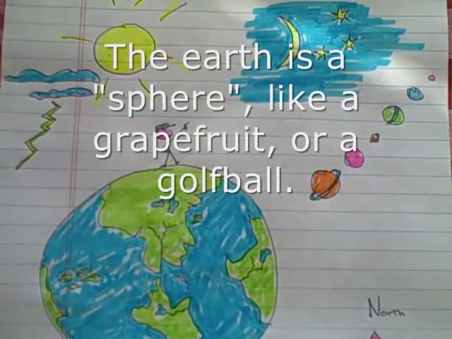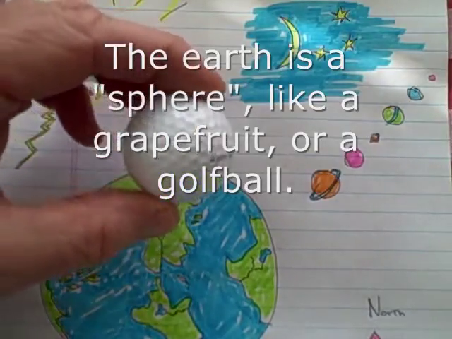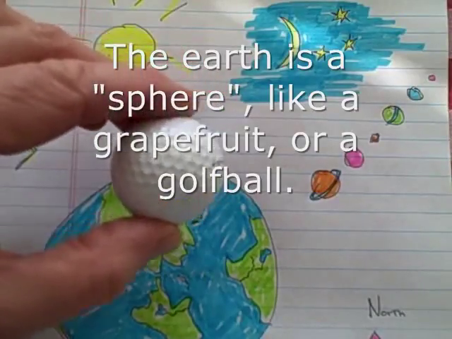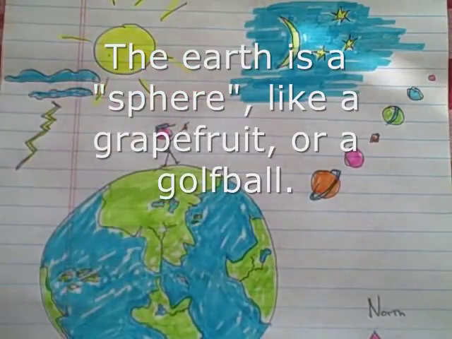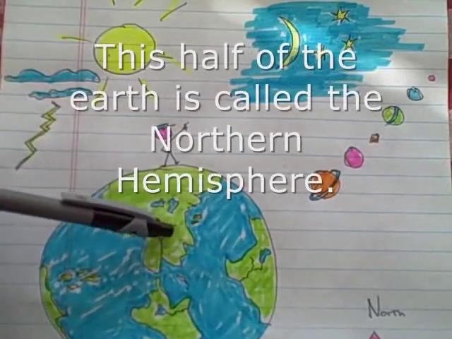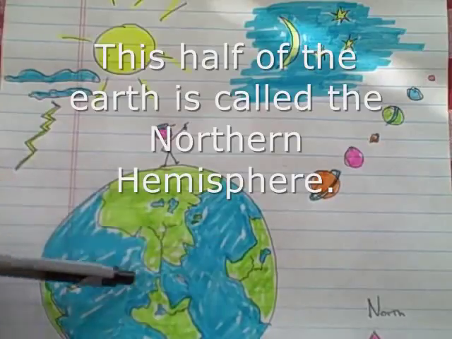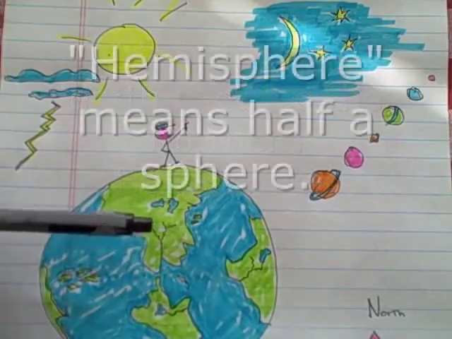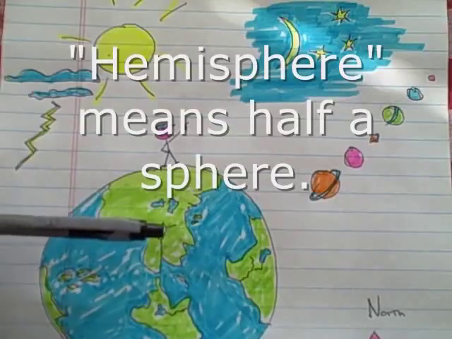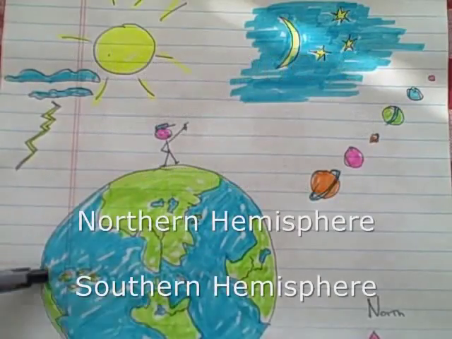The earth is a sphere like a grapefruit or a golf ball. This half of the earth is called the northern hemisphere. Hemisphere means half a sphere. This is the northern hemisphere. This is the southern hemisphere.